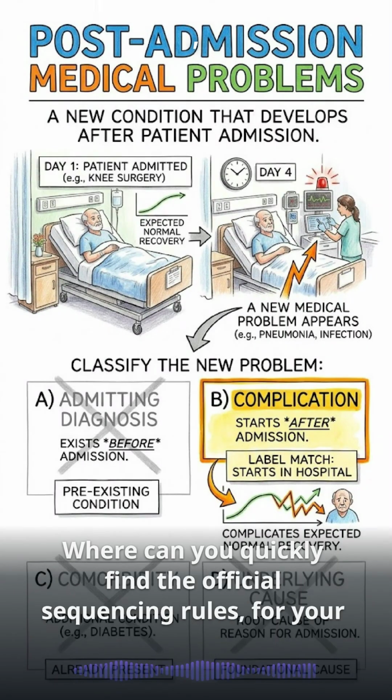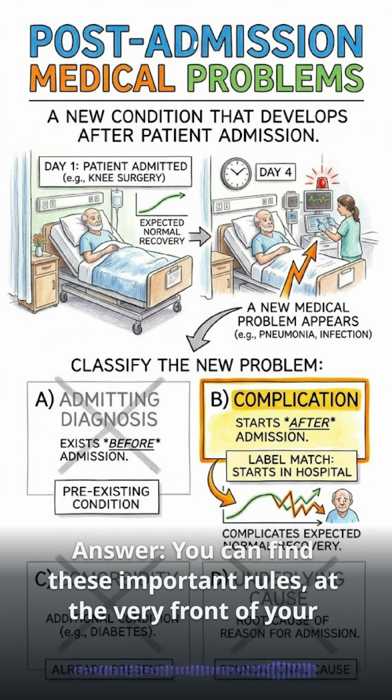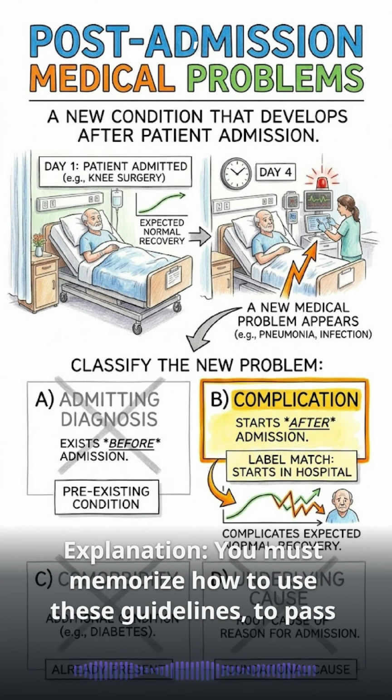53. Where can you quickly find the official sequencing rules for your hospital coding exams? You can find these important rules at the very front of your coding book. You must memorize how to use these guidelines to pass the AHIMA certification test.